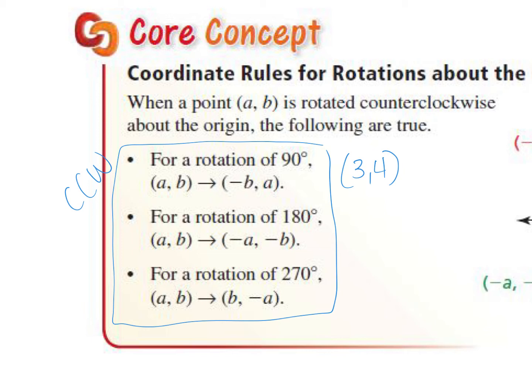If we had 3, 4, where would 3, 4 be after a 90 degree rotation? Okay, but what would be the new coordinates? Can you apply that rule? Negative BA, which if our point was 3, 4 to start with, what would be the new point? -4, 3. -4, 3. Oh, I thought you meant like 3/4.